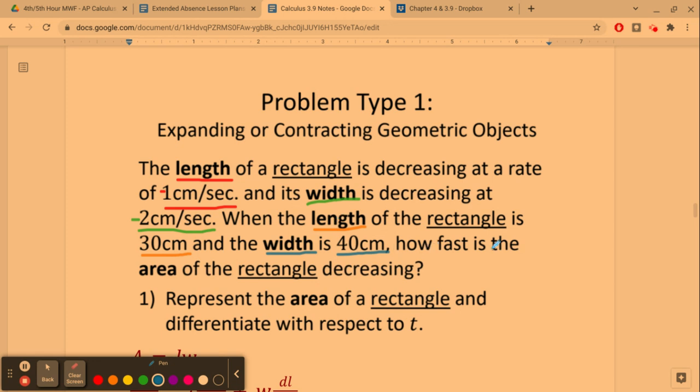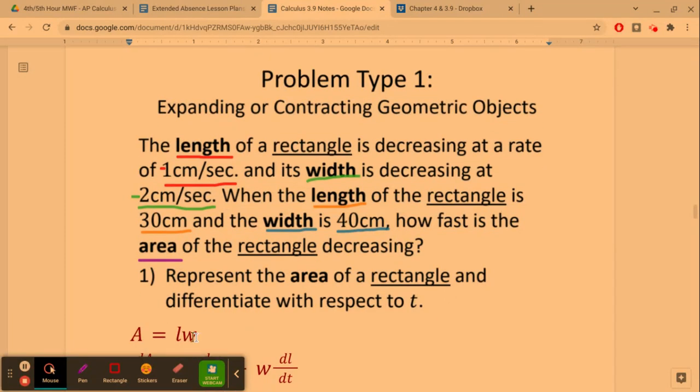All right, so how fast is the area of the rectangle decreasing? Now we need to talk about area of a rectangle, all right? So area of a rectangle, we think that it's going to be decreasing, and that would make sense because all the change is in the negative direction. So wouldn't it make sense that the area itself is also decreasing? And that is in fact true. All right, so we are first tasked with representing the area of the rectangle and differentiating it with respect to time. All right?